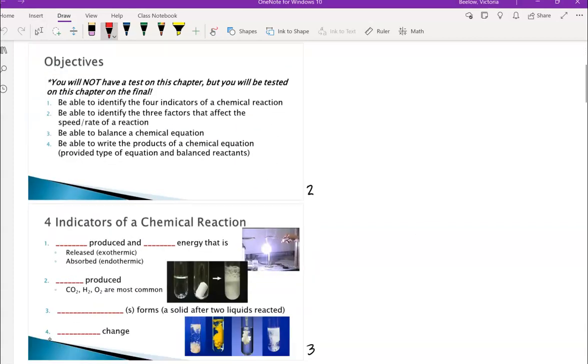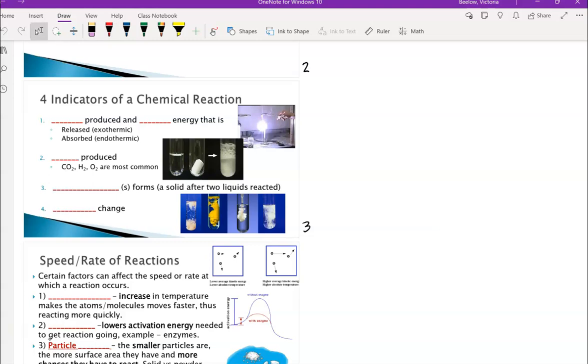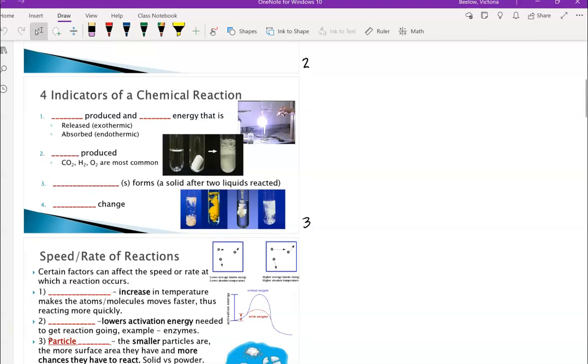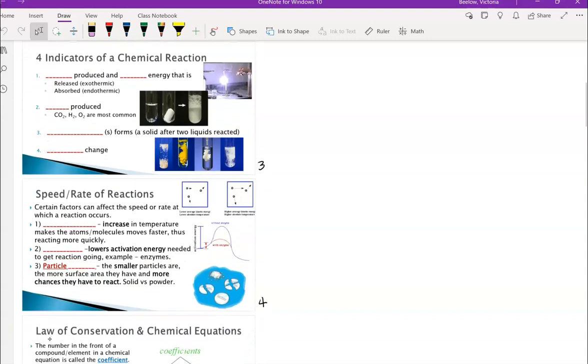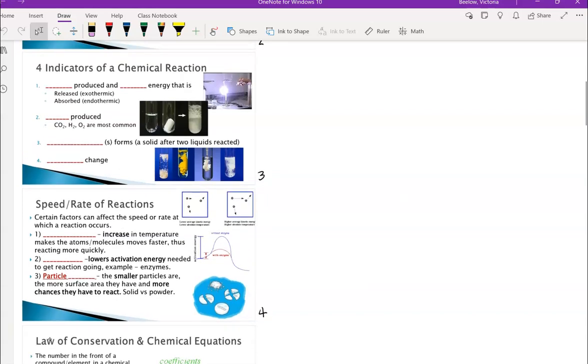In this video, I'm going to be going over the Chapter 8 notes, slides 1 through 4, specifically starting on slide 3, going over things that indicate if a chemical reaction has occurred and things that can affect the rate or speed of a chemical reaction. Because in this chapter, Chapter 8, we're talking about chemical reactions, things that can affect them, and then later in this chapter, predicting products of a chemical reaction.